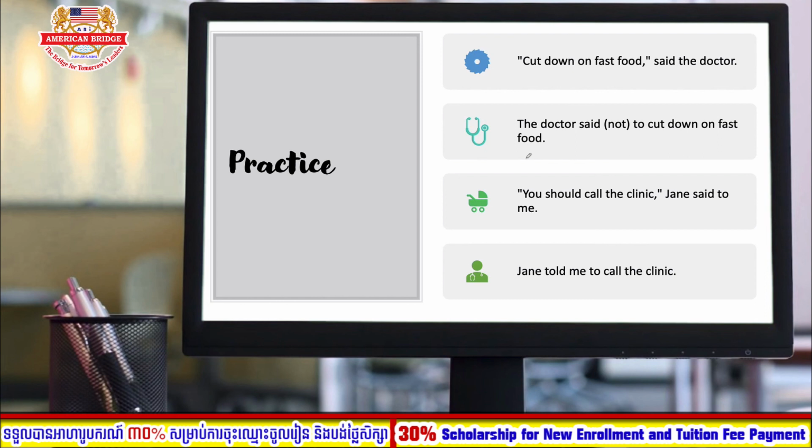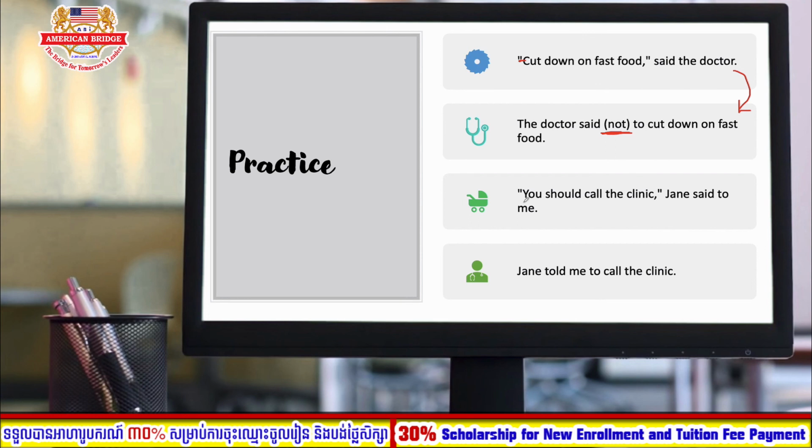All right, so here are a few practice sentences that will show you how you can change direct speech into reported speech. First of all, the first one is the direct speech: "Cut down on fast food," said the doctor. And then you change it into the reported speech. First of all, there is no quotation mark. And then: the doctor said to cut down on fast food. And if you want to make it negative, you can add not in front of the infinitive.